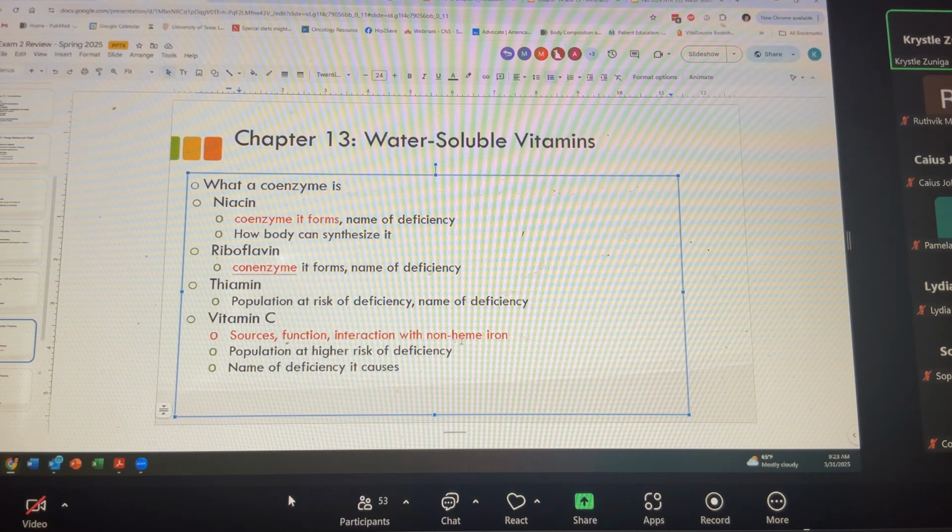Interaction with non-heme iron. So we see an overlap here with understanding the minerals, but vitamin C can donate an electron to get that non-heme iron into a form that is more readily absorbed. A population at higher risk of deficiency, because vitamin C is an antioxidant, a population that has more oxidative stress, like smoking, could utilize more vitamin C. So that's why we have a specific RDA for smokers. And the name of the deficiency it causes is scurvy.